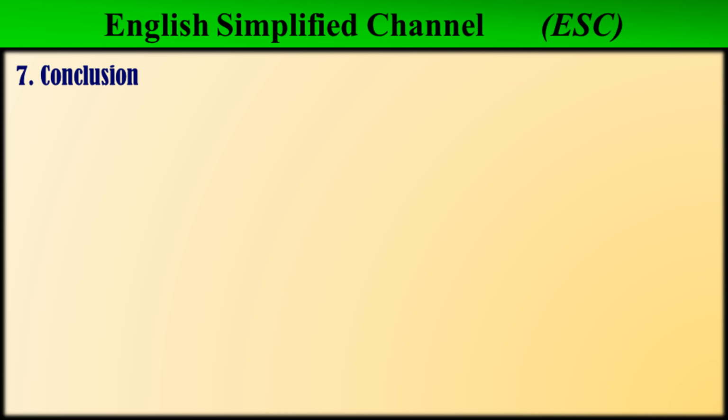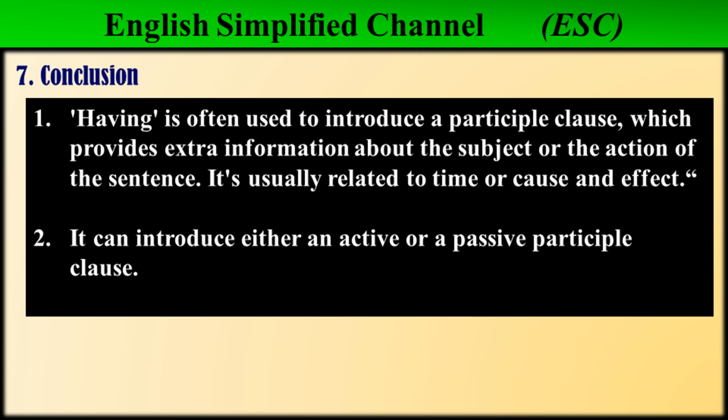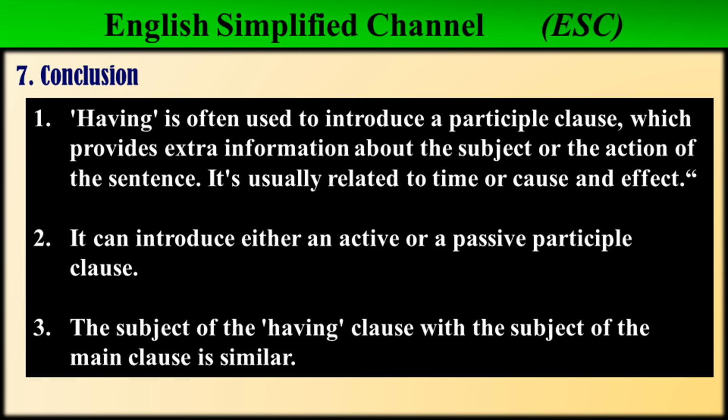Conclusion, you have to bear these in mind. 1. "Having" is often used to introduce a participle clause, which provides extra information about the subject or the action of the sentence. It's usually related to time or cause and effect. 2. It can introduce either an active or a passive participle clause. 3. The subject of the "having" clause and the subject of the main clause are the same.